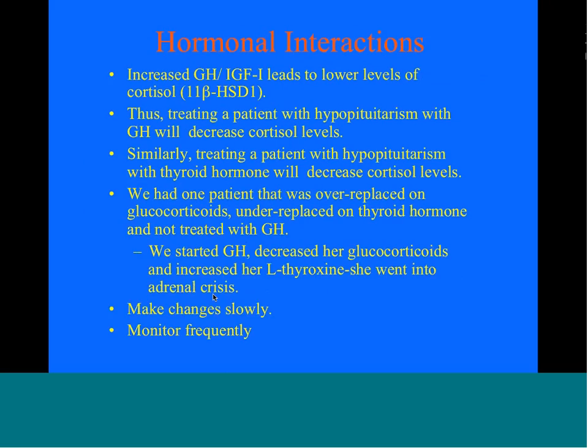There are hormone interactions. Increased growth hormone or IGF-1 leads to lower levels of cortisol because of this enzyme, the 11-beta-HSD1 enzyme that breaks down cortisol. If you're treating a patient with hypopituitarism, you start adding on growth hormone, you could decrease the cortisol level. Similarly, if you're treating a patient with hypopituitarism with thyroid hormone, you'll decrease the cortisol levels.